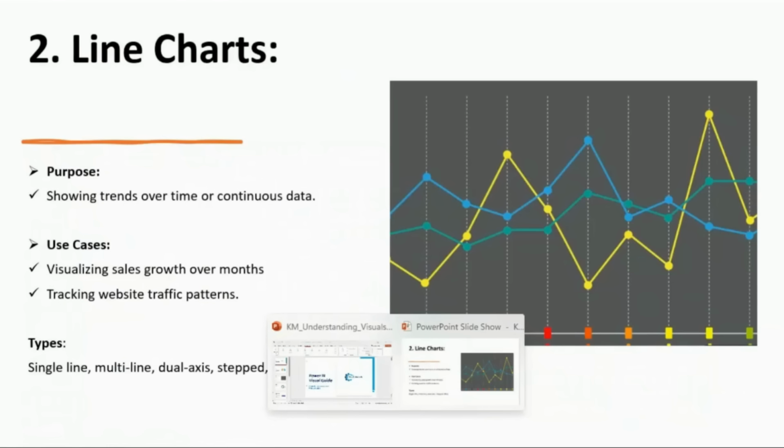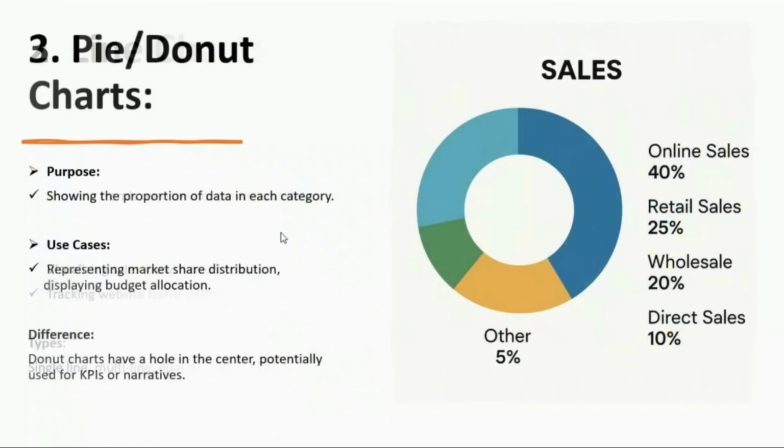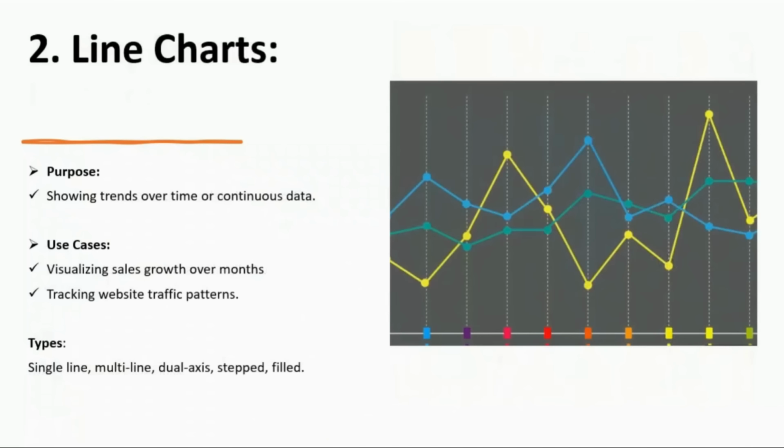Next we are going to see the line chart. The line chart is basically used to show trends. If you want to analyze trends, like in trading, or continuous data that we wanted to analyze, or visualize the sales over the months or website traffic, then the line chart would be the better option. The types are single line, multi-line, stepped or filled ones.